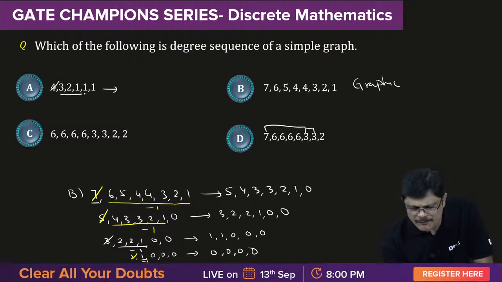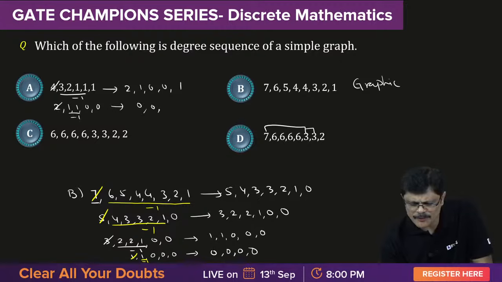So 4, next to 4 you subtract 1, then 2, 1, 0, 0, 1. You arrange them in the correct order: 2, 1, 1, 0, 0. Remove 2, next 2 you subtract 1: 0, 0, 0, 0. So it is also graphic.